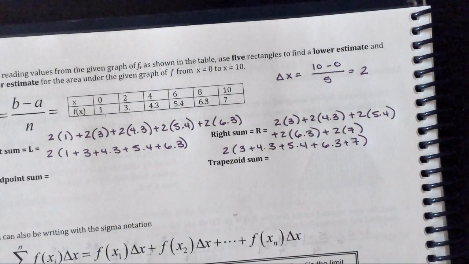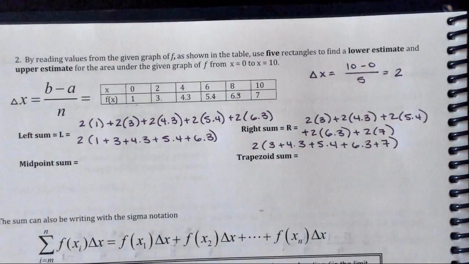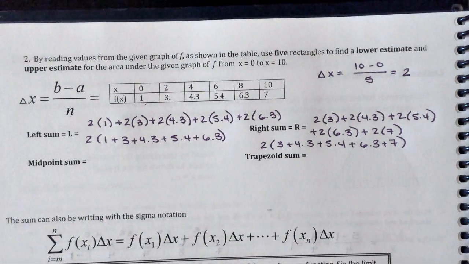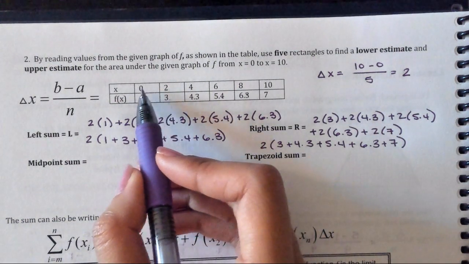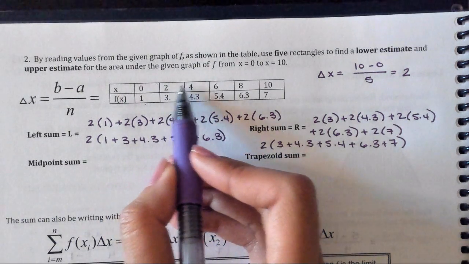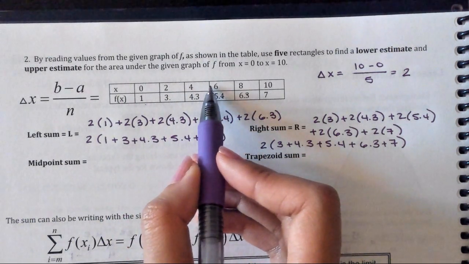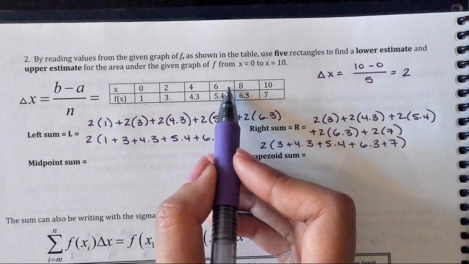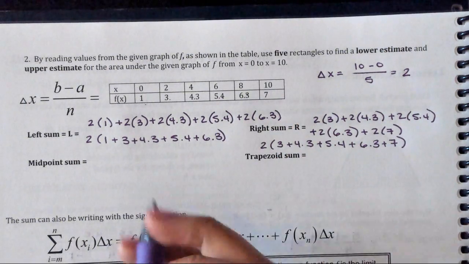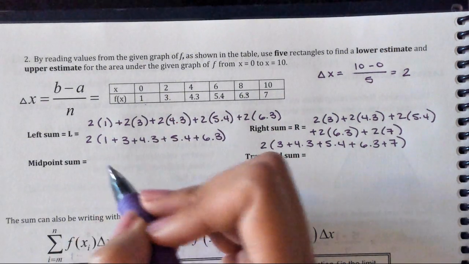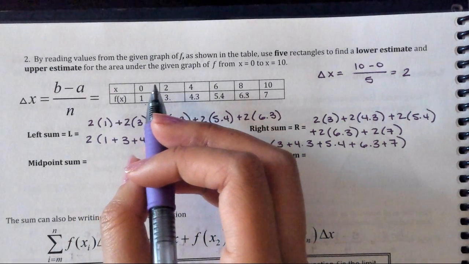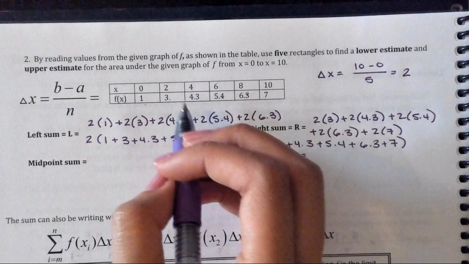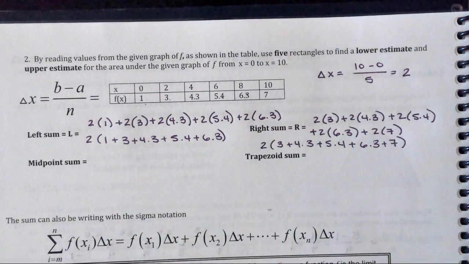Midpoint sum. I can't really do it using 5 rectangles, but what you would need is values at 1, 3, 5, 7, and 9 in order to do this. But I don't have those values, so we're going to skip midpoint for this one. But that's what you would need. You would need the values at 1, 3, 5, 7, and 9.